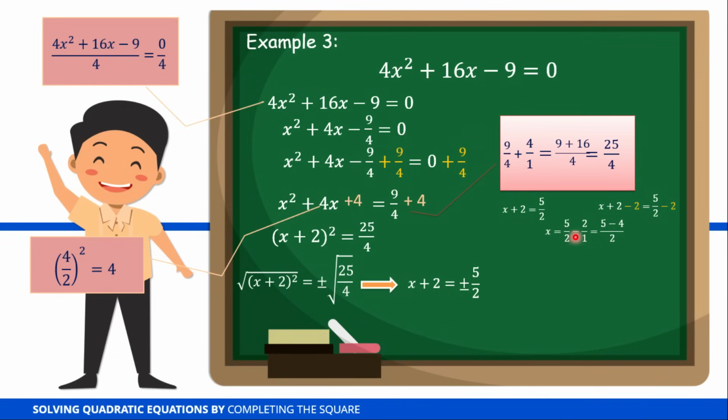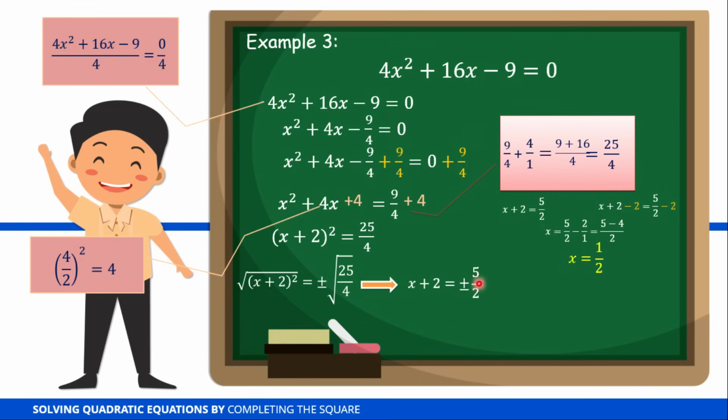Then, let's subtract using our shortcut. 2 times 1, we have 2. 5 times 1, the answer is 5. Copy our operation, which is subtraction. 2 times 2, the answer is 4. And then simplify the numerator: 5 minus 4, we have 1. And copy the denominator 2. So, the root we got is 1/2.